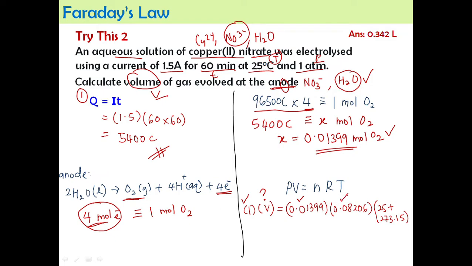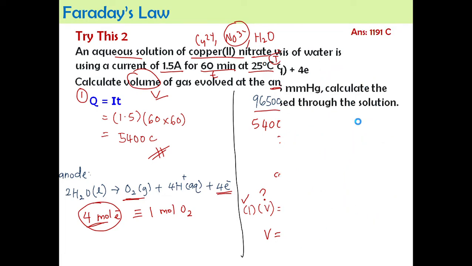This is gas constant 0.08206. Temperature must be in Kelvin. Okay, so kiralah sampai awak dapat nilai volume. Okay, dapat tak? Berapa liter macam jawapan. Okay, kalau guna PV = nRT, volume mesti dalam liter. Okay, ingat balik volume mesti dalam liter. Pressure mesti dalam atm. Temperature mesti dalam Kelvin. Okay? So, dah siap untuk try this 2.